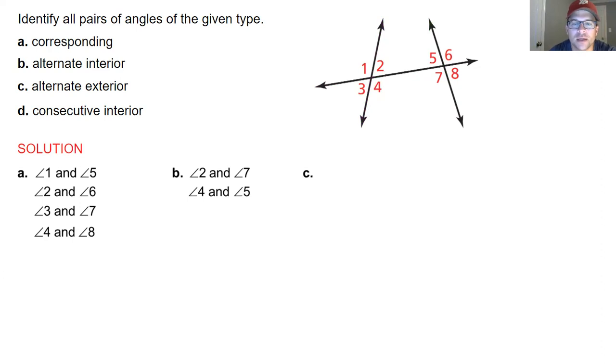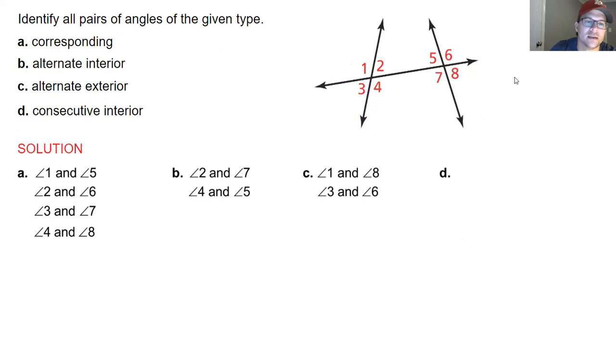You have to pick different lines. Alternate exterior, same thing. We're going to be looking at angles that are on the outside of our intersecting points. So our options are going to be this, this, this, and this. Those are the only ones that can be considered exteriors. So 1 is above the transversal and 8 is below the transversal. So those are a pair of alternate exterior. And the other one would be 3 and 6, because 3 is below, 6 is above.